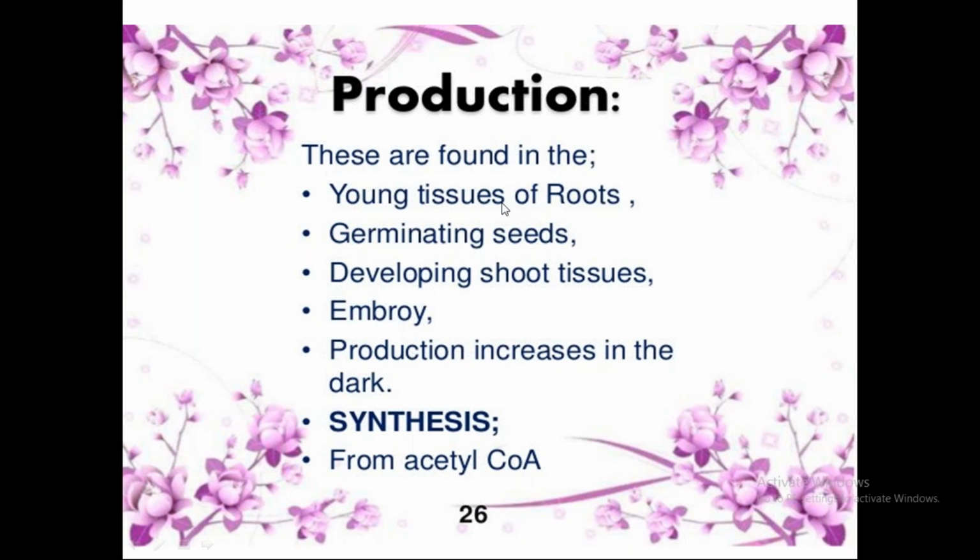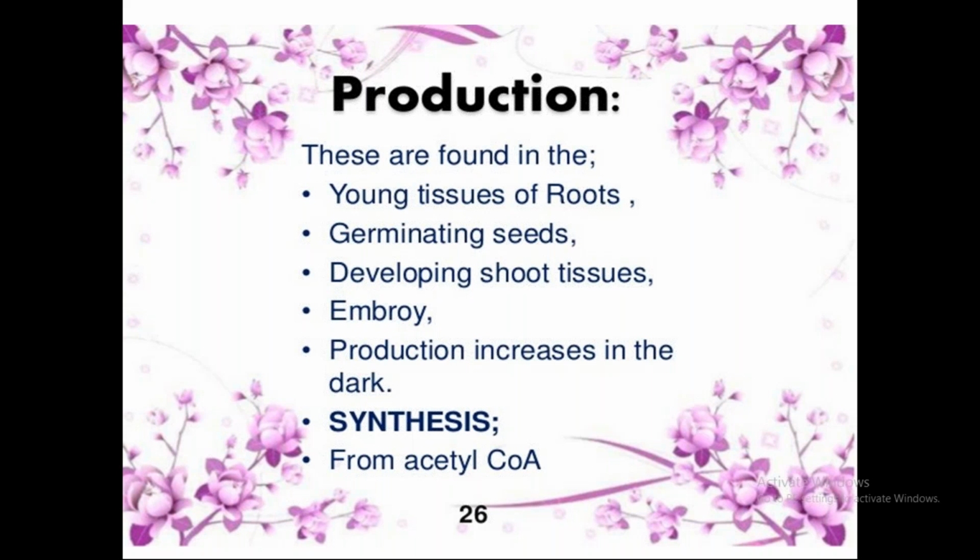Mainly it is produced at the young growing sites, the young tissues, the germinating seed which is germinating itself, and the developing shoot tissue which is developing. It is not that gibberellin will never be produced in developed parts, children. Keep in mind that gibberellin is always produced in the developing parts: developing root, germinating seeds, not germinated seeds, and developing shoot tissue, not developed shoot tissue. So the gibberellin hormone is always produced in the growing parts.